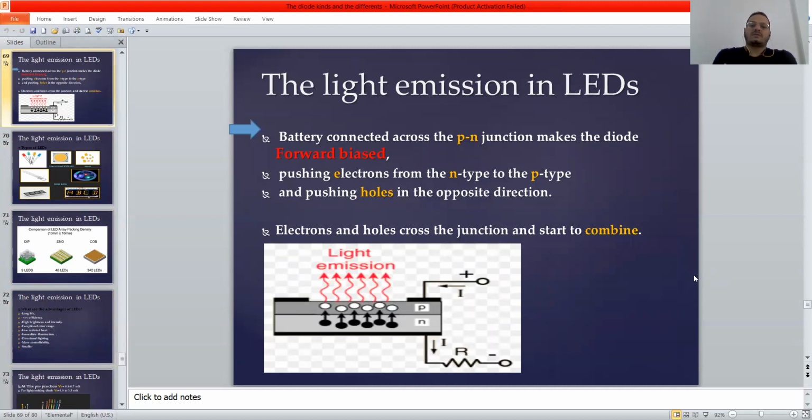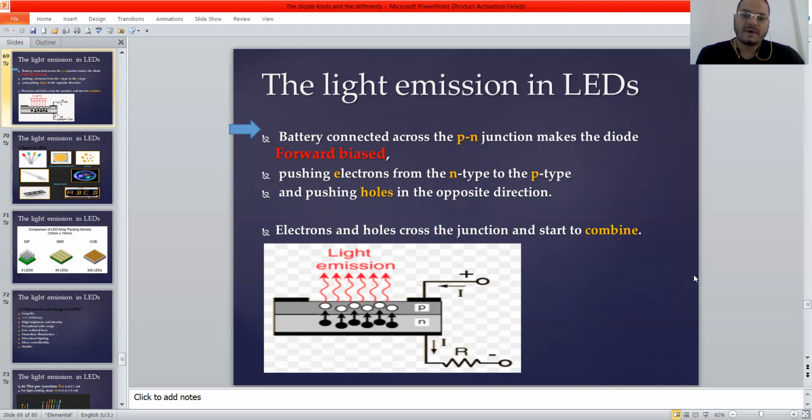A battery connected across the p-n junction makes the diode forward biased. Here we will focus on the light. Always we will use forward bias. The Zener diode, we will always connect it using reverse bias. We must be careful with these different situations.